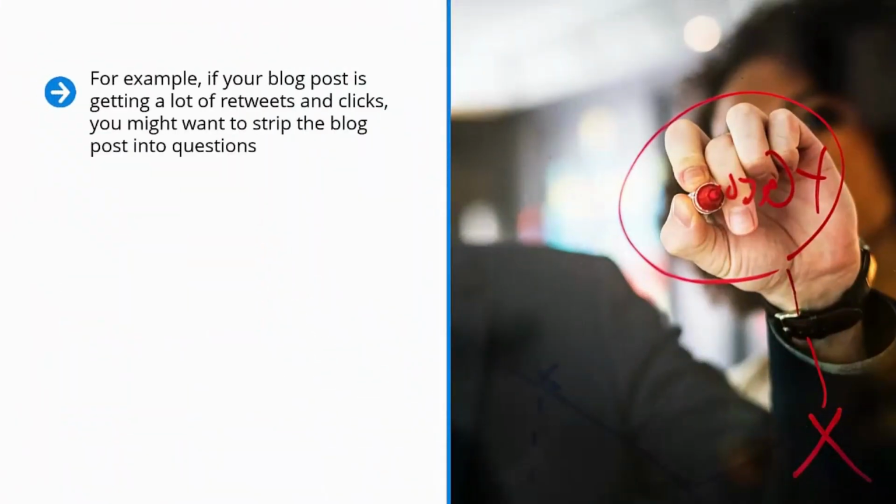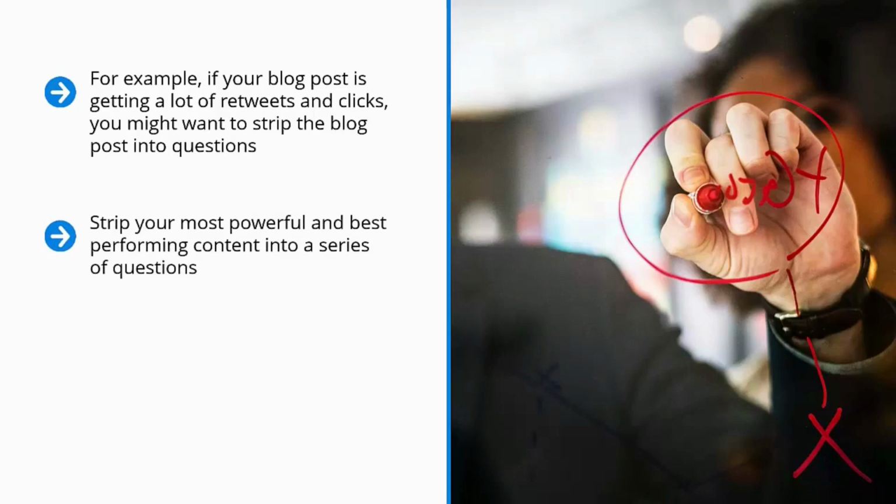For example, if your blog post is getting a lot of retweets and clicks, you might want to strip the blog post into questions. This isn't all that hard because if you look at any type of content, it consists of answers to questions. The questions may not be obvious. The questions may not be plainly stated, but the content is meant to address certain concerns. These concerns can be reworded into questions.